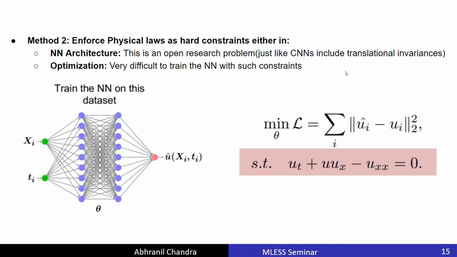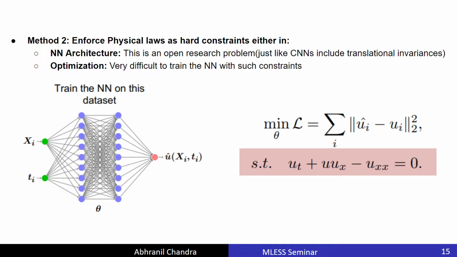The second method is to enforce the physical laws as hard constraints, either in the neural network architectural design or in the optimization step. Incorporating physical constraints in the neural network architectural design is an open research problem. In CNNs, translational and spatial invariances are inbuilt in the architectural design, but such architectural designs for PINNs have not yet been found.